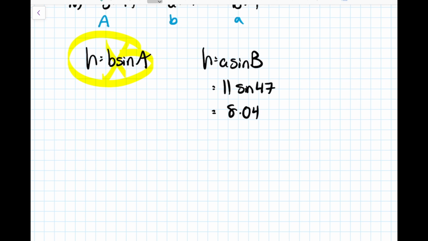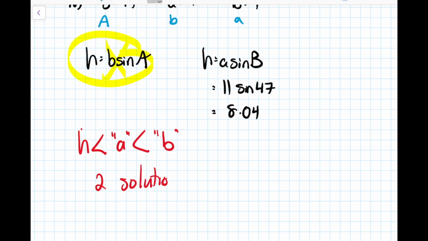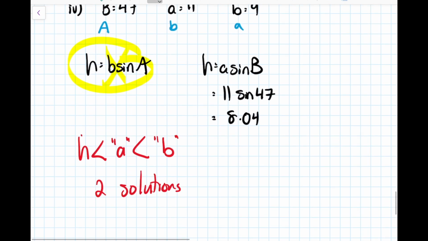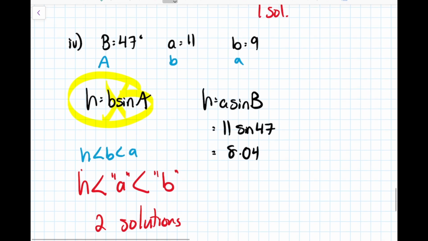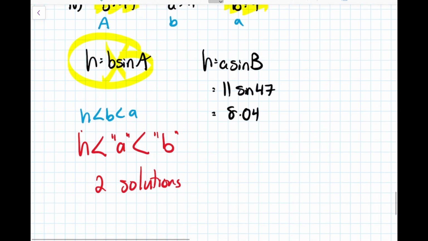So H is less than so-called A, which is less than so-called B. So we do have two solutions here. It should technically be, if we were writing this properly, H is less than B is less than A, because again, the B's are the ones that we have the opposites of. So it's all reversed. So you've really got to watch out for the letters when you're doing this. It's the easiest way to mess up.